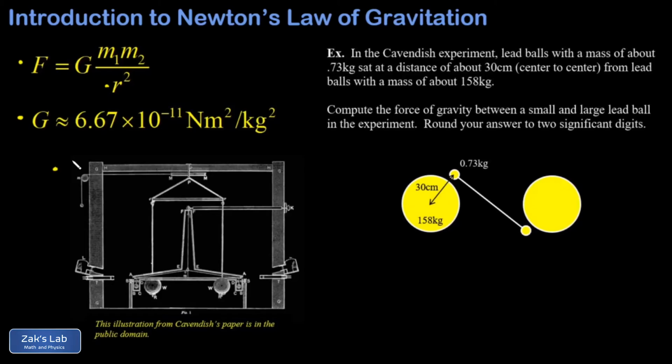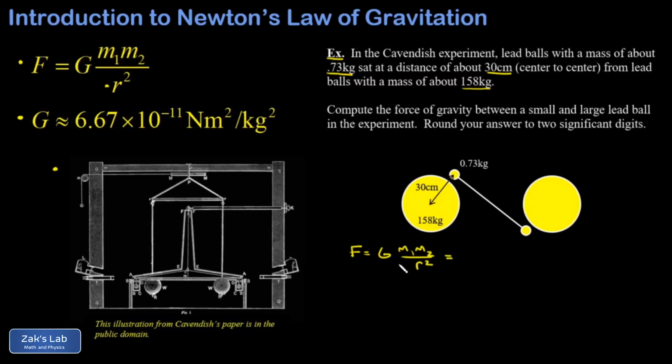To illustrate how small the force of gravity is and to get an appreciation for how sensitive the Cavendish experiment was, we work a quick example. In the example, we're told that in the Cavendish experiment, lead balls with a mass of about 0.73 kilograms sat at a distance of about 30 centimeters from lead balls with a mass of about 158 kilograms. So those large ones are the ones that were fixed in place. The small ones were the ones sitting on that torsion pendulum hanging from a wire. And in the problem, we're asked to compute the force of gravity between a small and large lead ball in the experiment, and then round our answer to two significant digits.